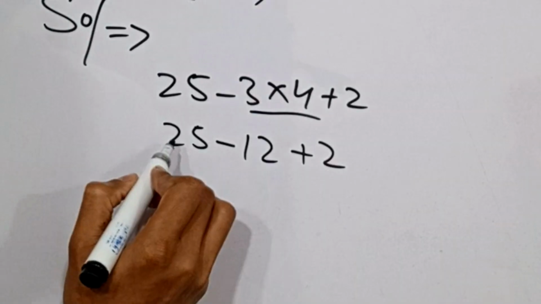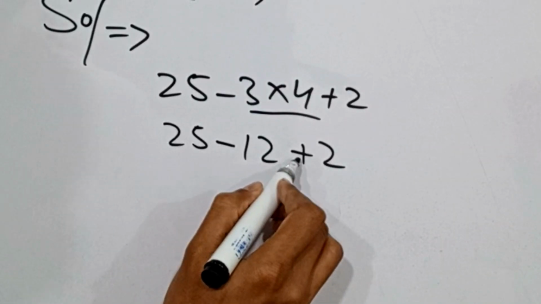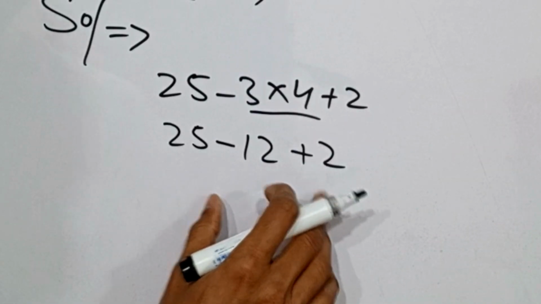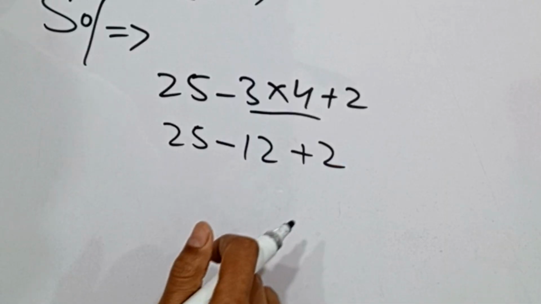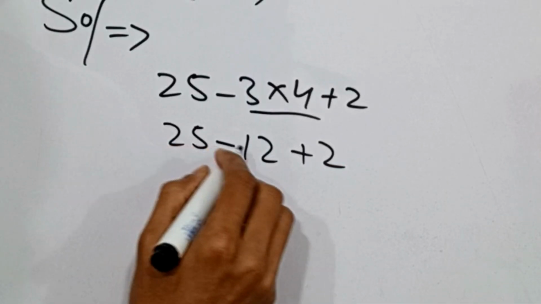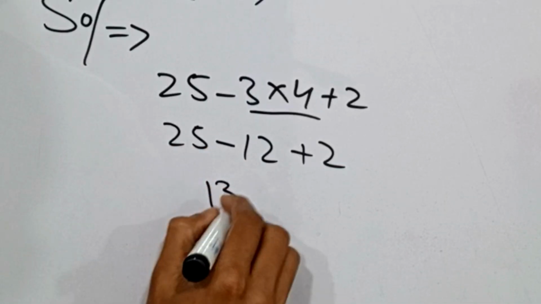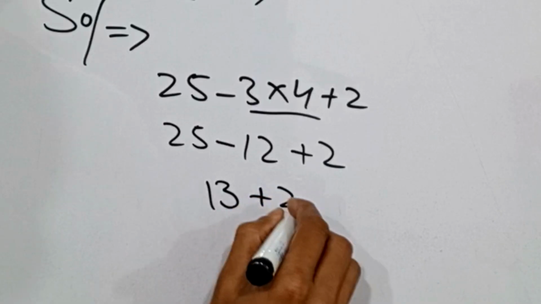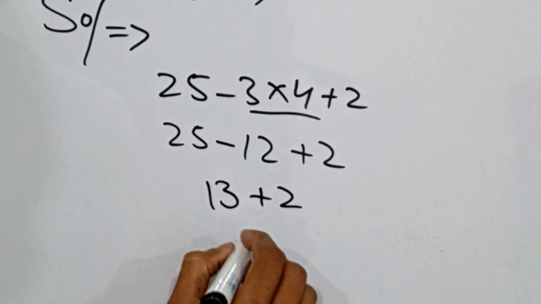Now 25 minus 12 plus 2, addition and subtraction from left to right. So 25 minus 12 equals 13 plus 2, and 13 plus 2 equals 15.